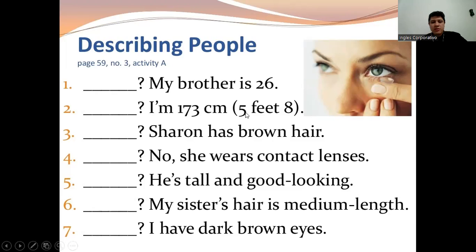Now let's see this one. 173 centimeters, which means 5'8". What is the question? How tall are you? Now this one. Sharon has brown hair. What is the question here?